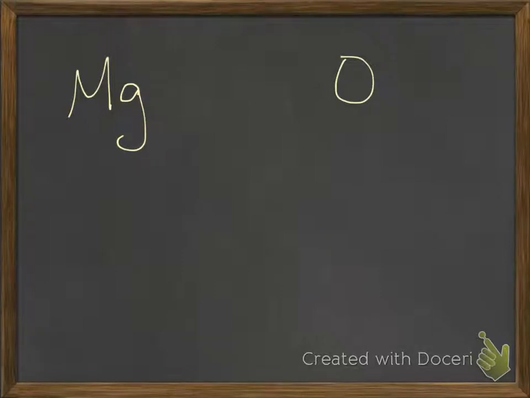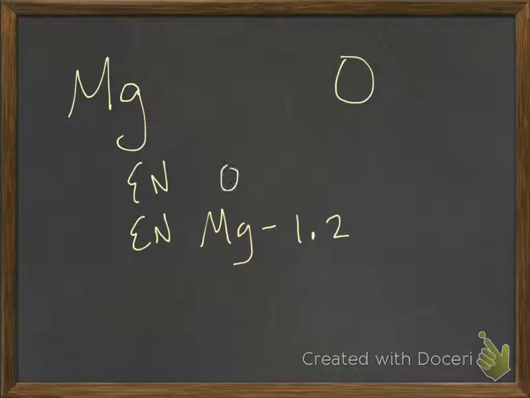Okay, what's the electronegativity for magnesium? Who's got it? Okay, so En of magnesium is 1.2. What's the electronegativity of oxygen? 3.5. I screwed up. I should have put that one down below. Electronegativity of oxygen is 3.5. What's the difference? 2.3 En difference.